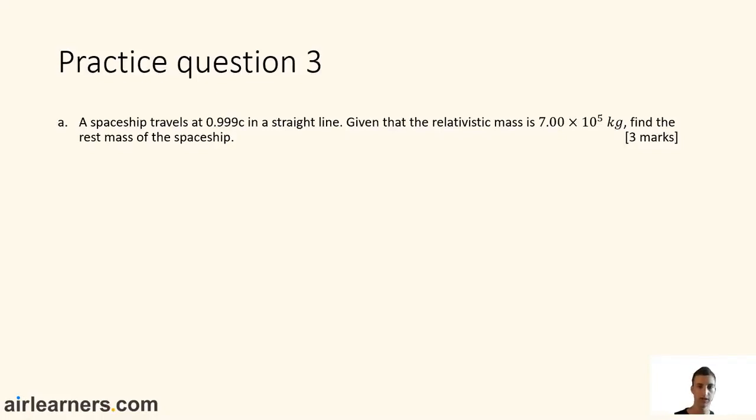Okay, practice question 3. A spaceship travels at 0.999c in a straight line. Given that the relativistic mass is 7.00 times 10^5 kilograms, find the rest mass of the spaceship. 3 marks, so you've got about 3 minutes to do the question. You can pause the video and click play once you have completed.